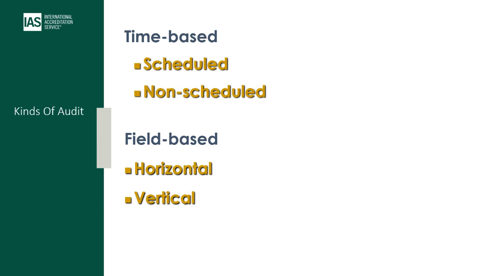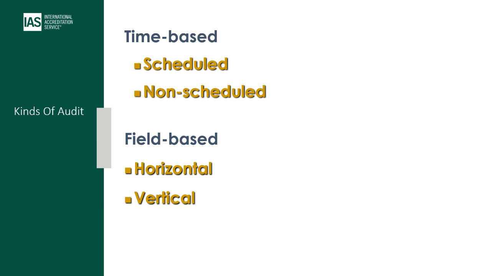Time-based and field-based audits. Okay, time-based is scheduled. So every June, I have an internal audit for my lab. Great. But all of a sudden, I have a complaint. I've got to figure out what went wrong. So I may do a specific internal audit, and that's non-scheduled. It could come, say, in October.